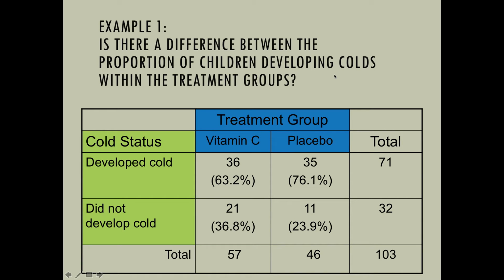So here is an example with real numbers. Is there a difference between the proportion of children developing colds within the treatment groups? So the treatment would be vitamin C. 36 children developed a cold, and 21 did not if they were taking vitamin C. How many people, I'm going to ask you, took the placebo but did not develop a cold? 11, yay! Good job. And how many people are in the total sample? 103, exactly. So that's what this table is telling you.